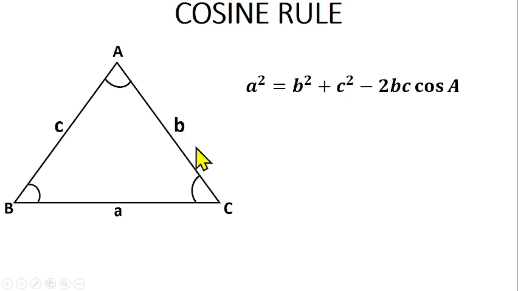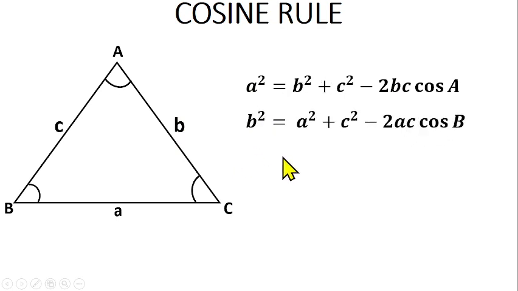What if I'm looking for this side b? That means I'll be given the angle facing it. Can you formulate the cosine rule to find this side b, based on what you have here? So you'll have b squared equals the sum of the squares of the remaining two sides that are given, a squared plus c squared, minus 2ac, that is a times c, cos the angle facing the side you're looking for, which is angle B. You can also use this cosine rule to find angle B as well.